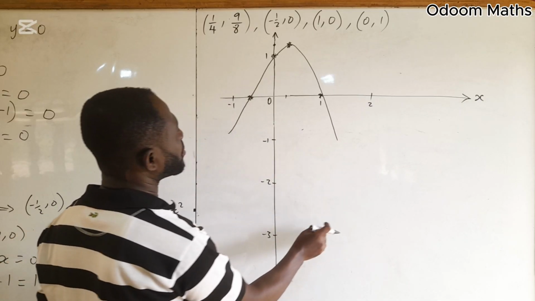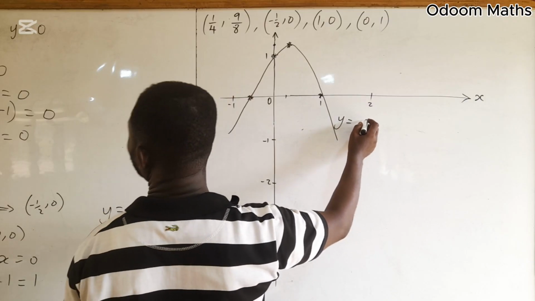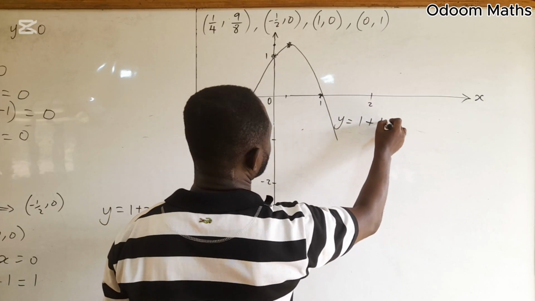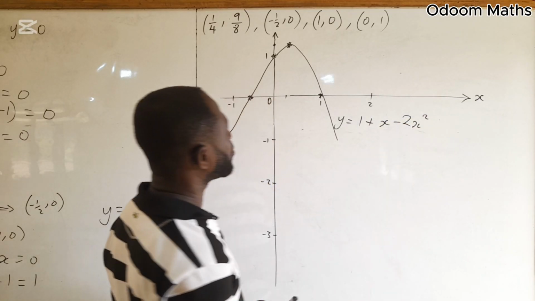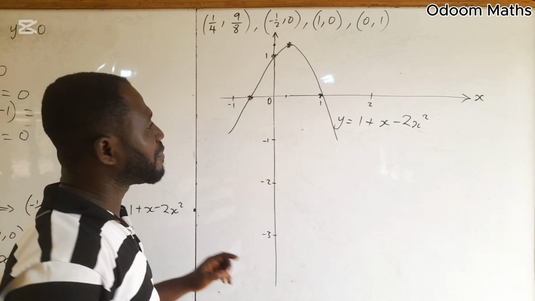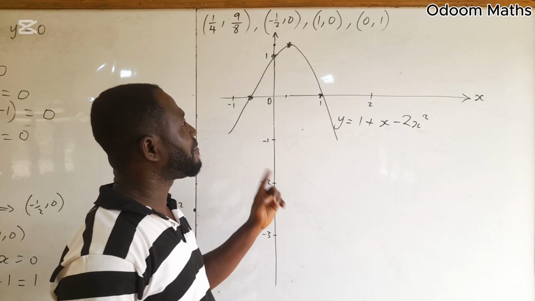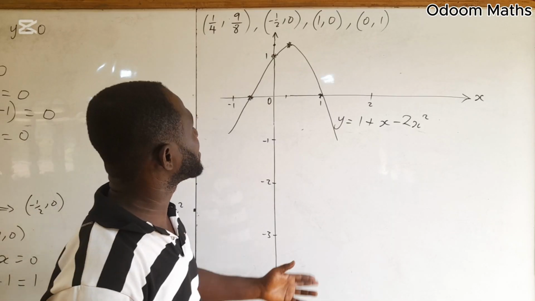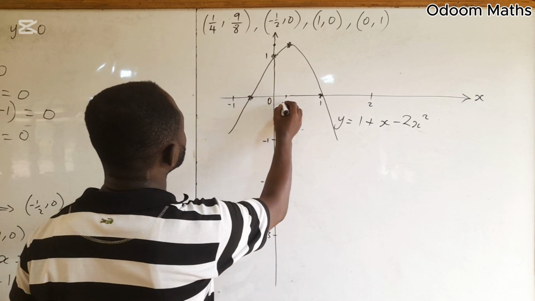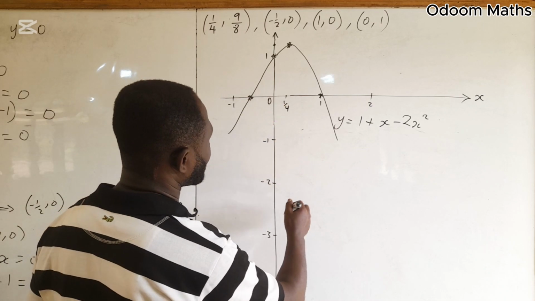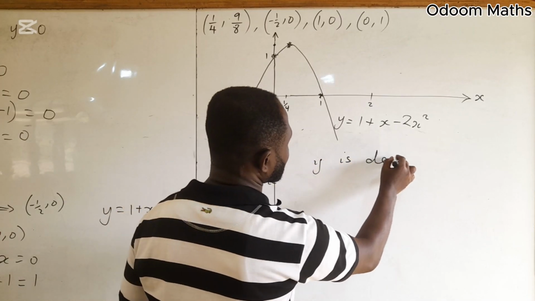Okay. So then I'll write y equals 1 plus x minus 2x squared. So the question says we should indicate the range of values of x for which y is increasing. Before then, let's look at if it's decreasing. If it's decreasing, we'll start from here downwards. So this place, the value here is 1 over 4. So if it's decreasing, so y is decreasing.